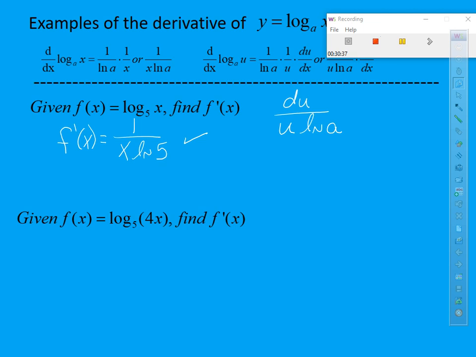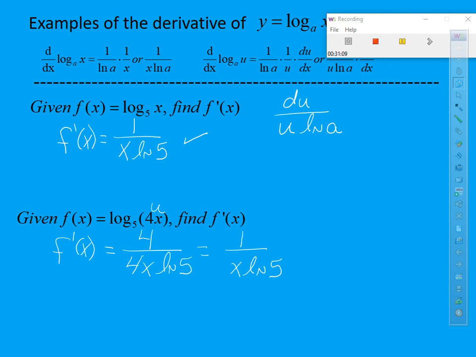When I move to my next one, this derivative is going to be the derivative of what you see. Here's your u part. The derivative of what you see over what you see times the natural log of the base. Now in this case, this simplifies. Your 4's cancel out. So once again, I could get 1 over x natural log of 5.